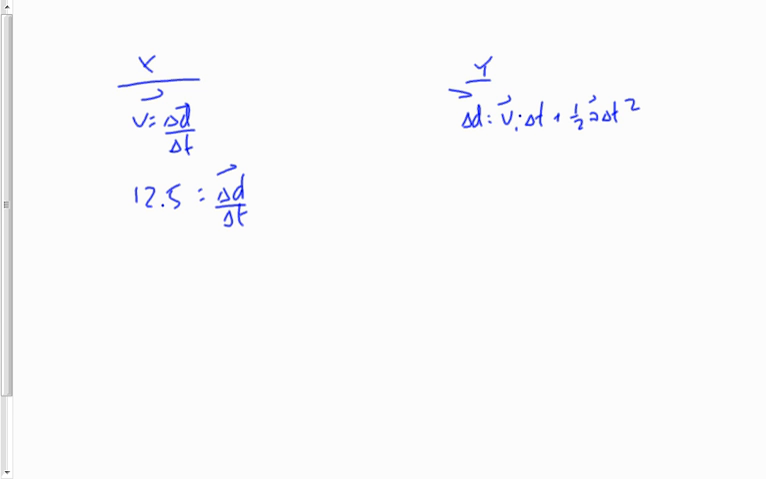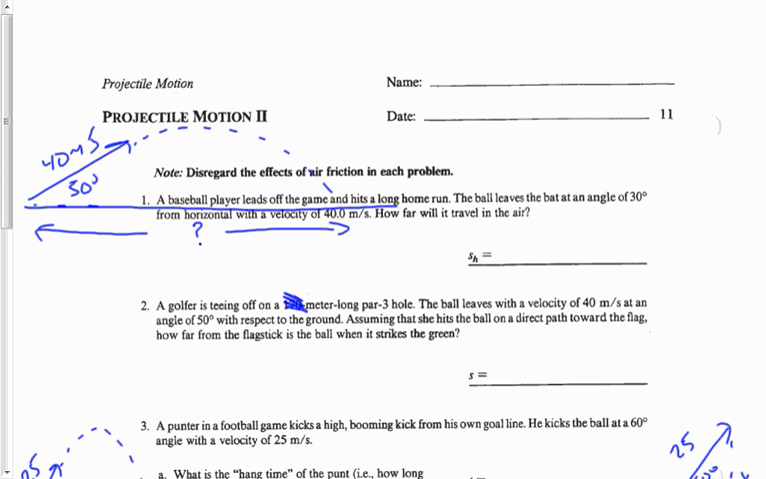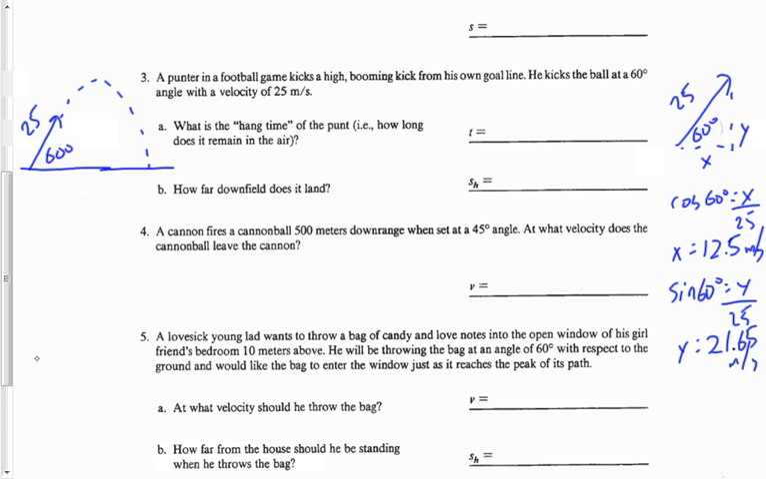Vertical displacement here. Nolan, what's the vertical displacement? Starts on ground level, goes up, comes back down to ground level. Delta D for the y component is 0. Good. VI for the y component, we got to go back here. I don't remember what that is. Jessica, what's VI for the y component?